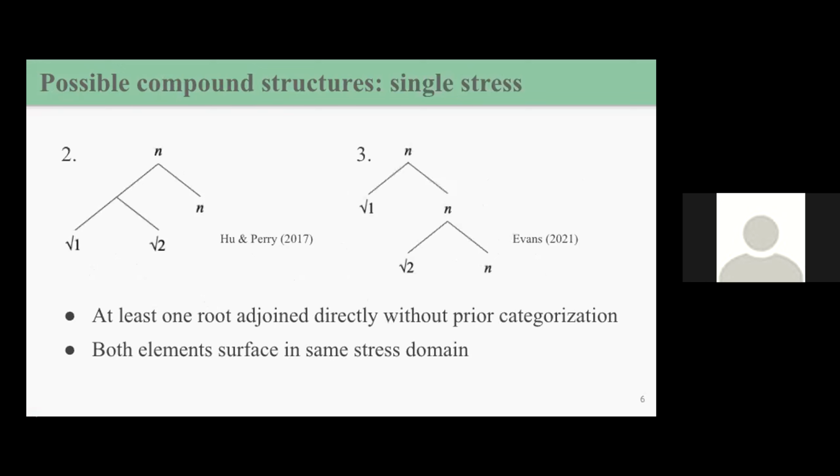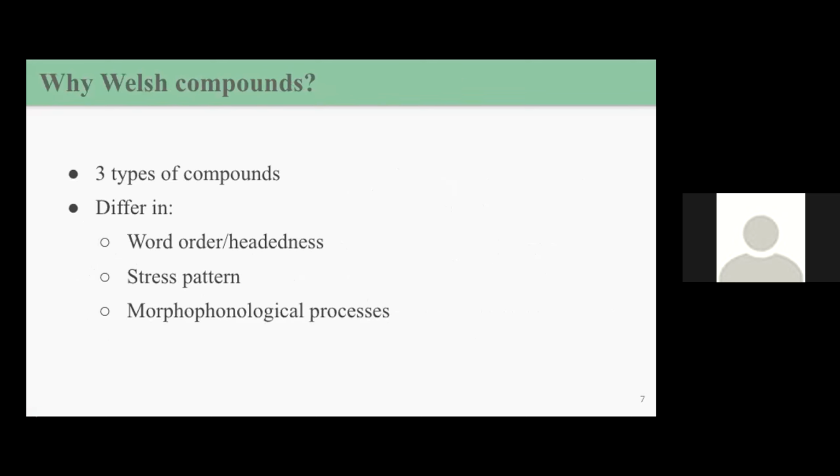But if you wanted to get one phonological word, you would need at least one root adjoining directly to the structure without prior categorization. So for instance, structure 2 was proposed by Hu and Perry for Yixing Chinese compounds, and structure 3 was actually my proposal for Welsh compounds. Either way, both elements will surface in the same stress domain.